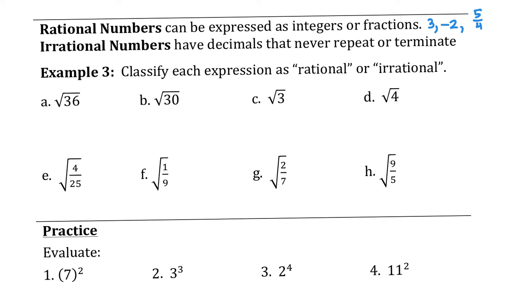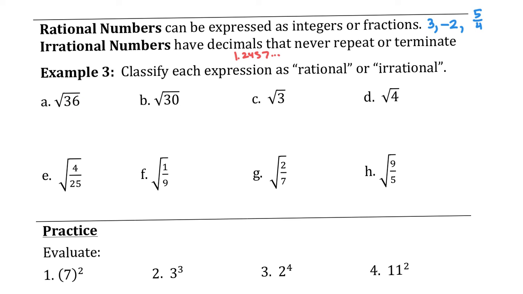Okay, irrational numbers have decimals that don't repeat or they don't terminate. So if I made it a decimal, it might be 1.2457, a bunch of nonsense, and it keeps going forever, and I have no idea what the answer is. If you have a square root that doesn't come out evenly, that's also irrational if you put it in your calculator. Okay, so I'm going to go ahead and look at this and decide whether it's rational or irrational.